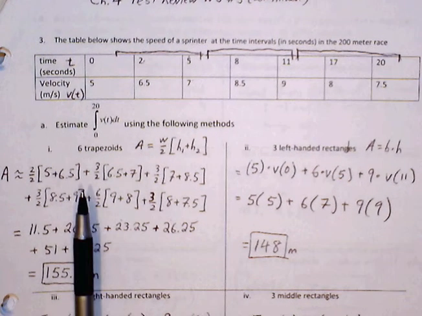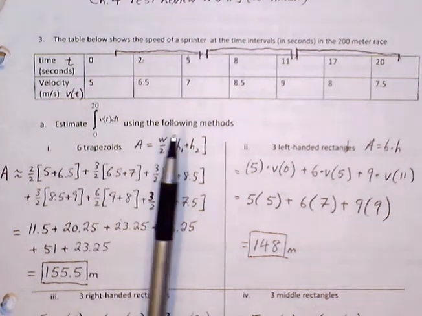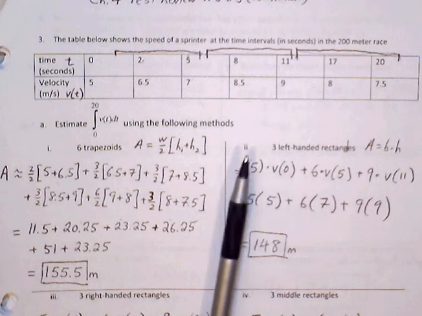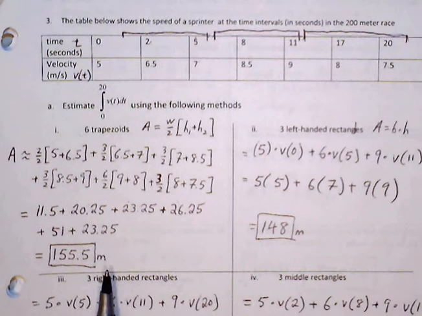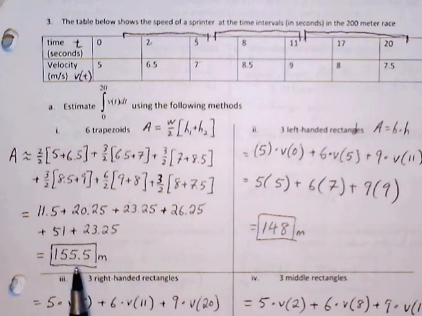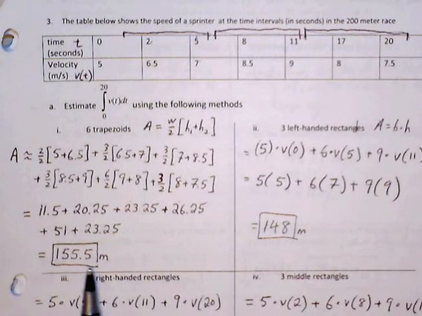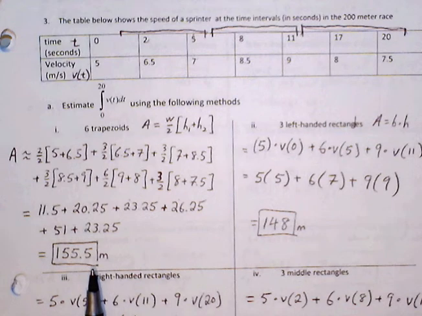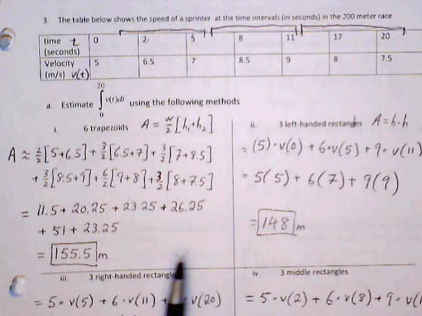Now, the accumulation of all these velocities will give us the approximated area. Now, this is a 200-meter race. Obviously, this is going to be an under approximation of the actual area. 155.5 meters.